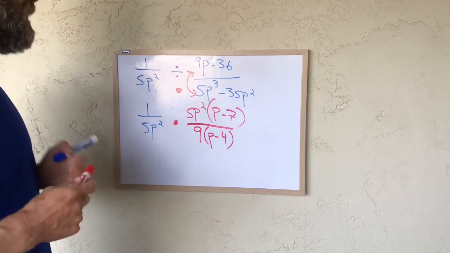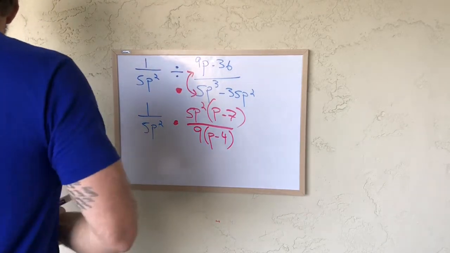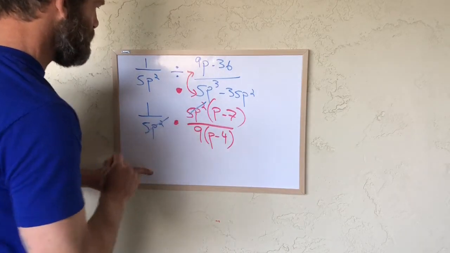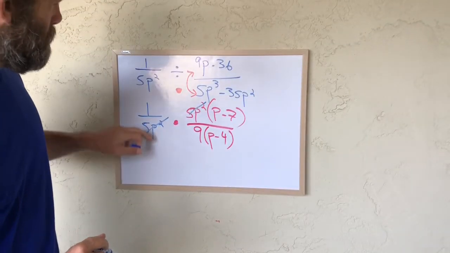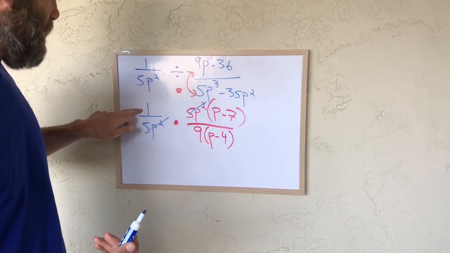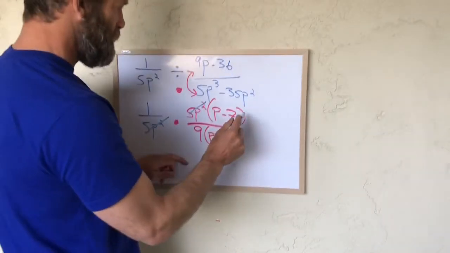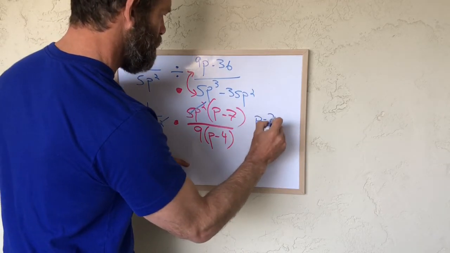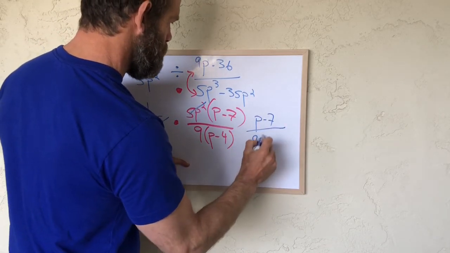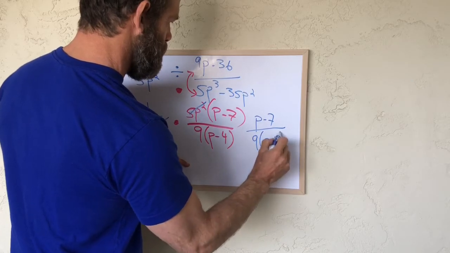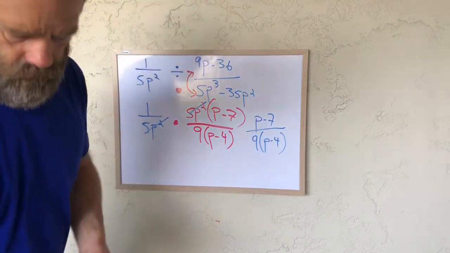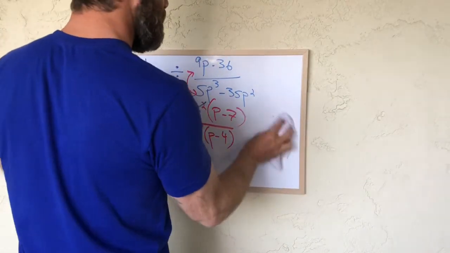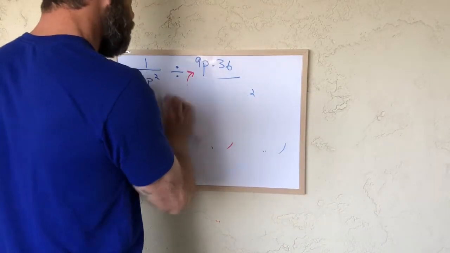Now it looks like the only thing that I can get rid of is this here and this here. There's a 1 here, so I don't need to do anything with this. And my answer, if I clean all this up, is p minus 7 over 9 times p minus 4.